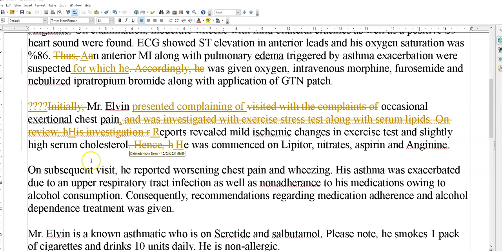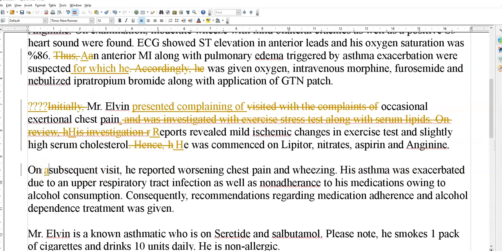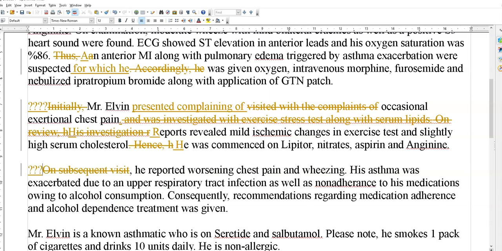On subsequent visit, what is that, a subsequent visit? Why not tell me the date? When is this? You've got some dates in the case notes. Put them down. Mr. Elvin reported worsening chest pain and wheezing with exacerbated asthma. Now, you could make this part of the same sentence. So, he reported worsening chest pain and wheezing with exacerbated asthma. You could have put that.